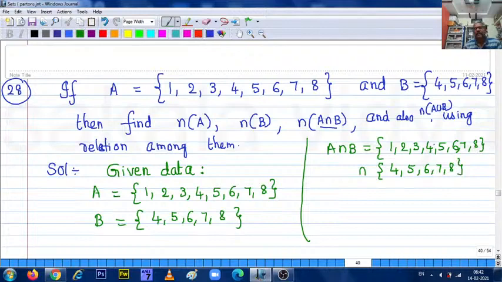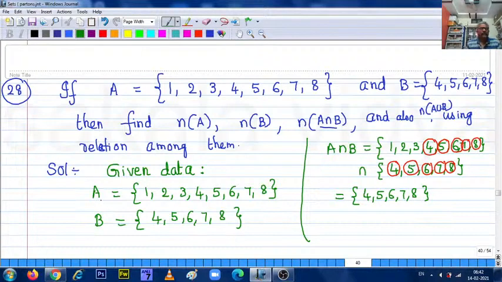So what are the common elements here? 4, 5, 6, 7, 8. So this equals to, we can write 4, 5, 6, 7, 8. Now we know A, B and A intersection B.